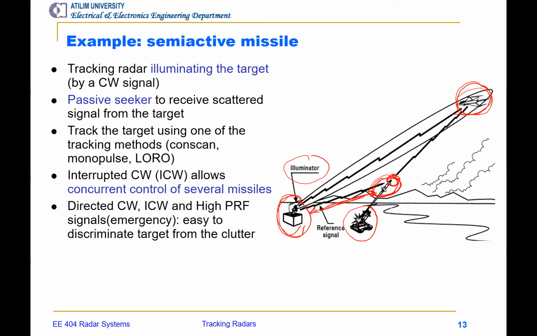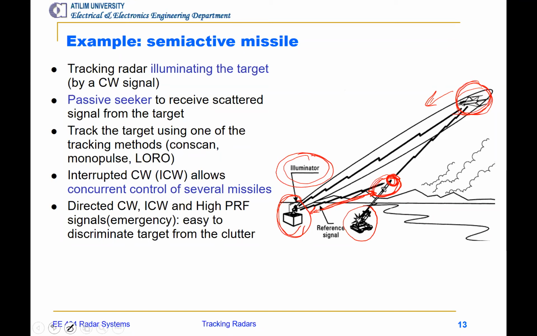Since the missile does not emit any energy, it's not possible for the target to detect the missile. It can detect the illuminator only. So if there could be an action from the target, it should be toward the illuminator, not the missile. Okay? And there are some techniques in here: conical scan, monopulse, LORO. I'm not going into details of this, just as an example of tracking radar.